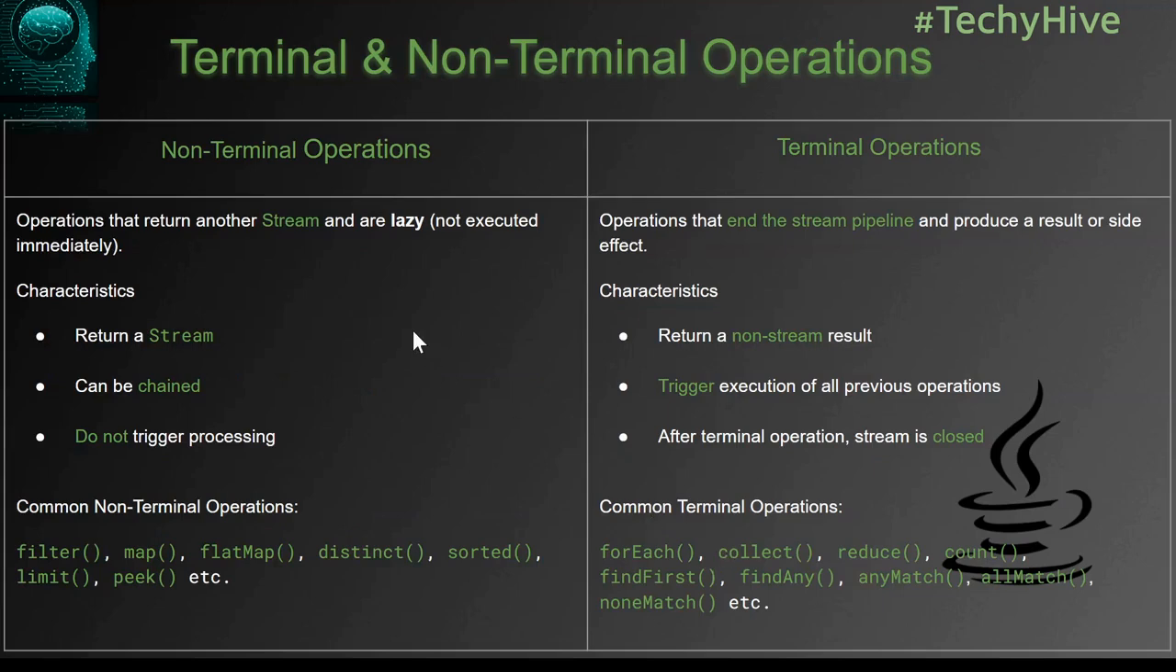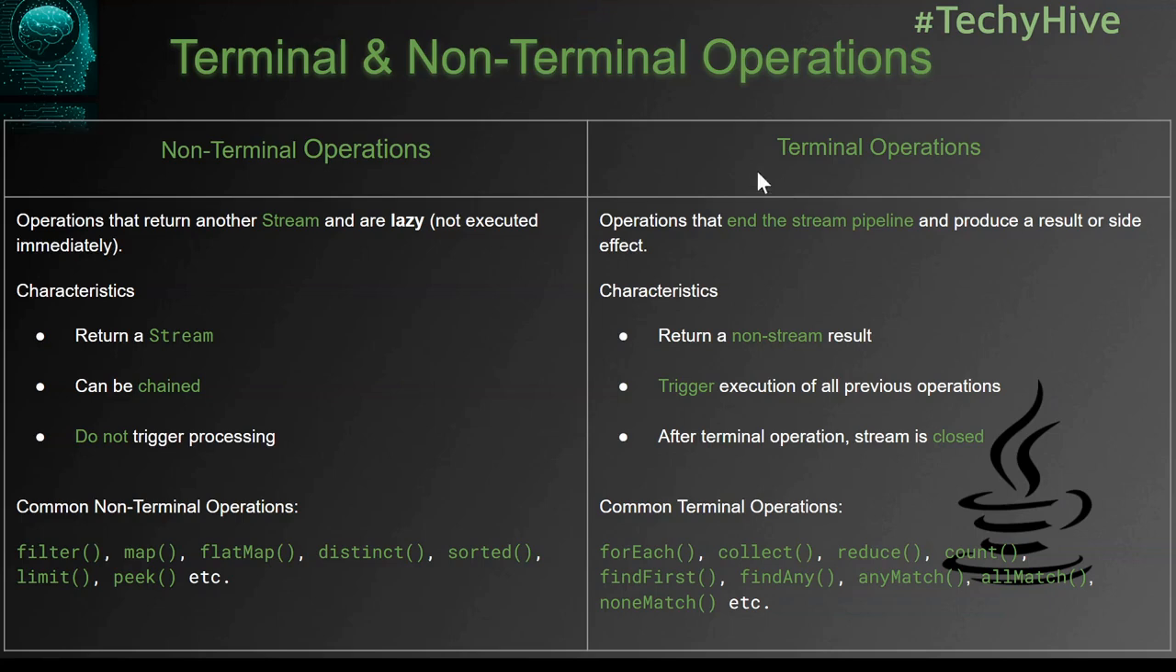Let's see next what are the terminal and non-terminal operations. Non-terminal operations are operations that return another stream and are lazy, not executed immediately. So non-terminal operations always return a stream and they are lazy. They can be chained and do not trigger processing. So non-terminal operations do not start the pipeline. They don't trigger the pipeline. Common examples are filter, map, flat map, distinct, sorted.